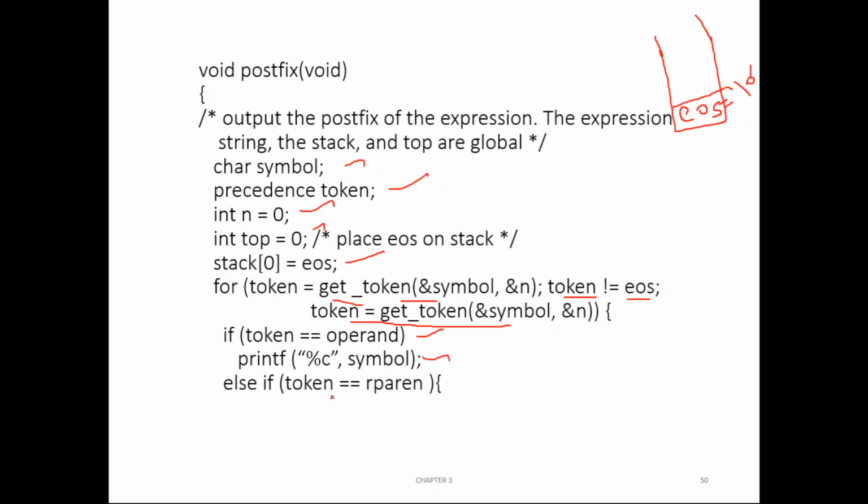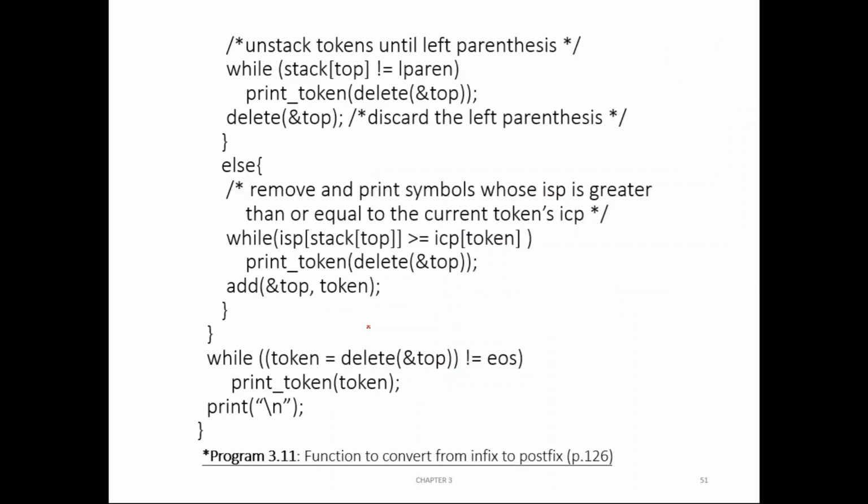If the token is not an operand and it is a right parenthesis, then until the top of the stack is equal to the left parenthesis, you pop the element and display it. The moment you encounter the left parenthesis, the open parenthesis, pop that and discard it.